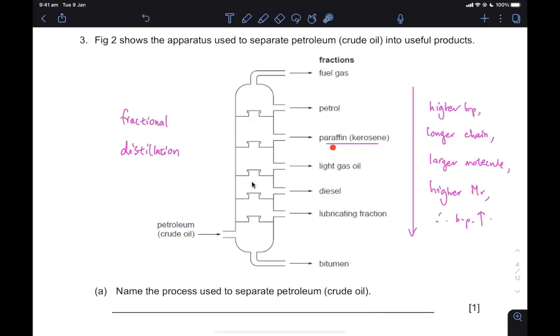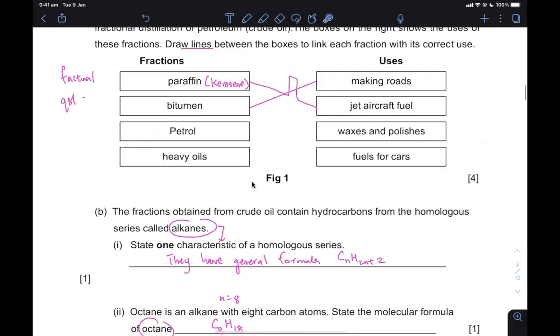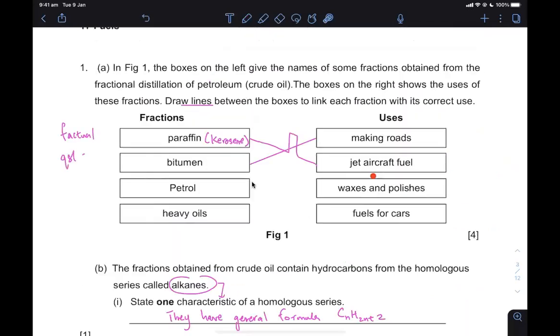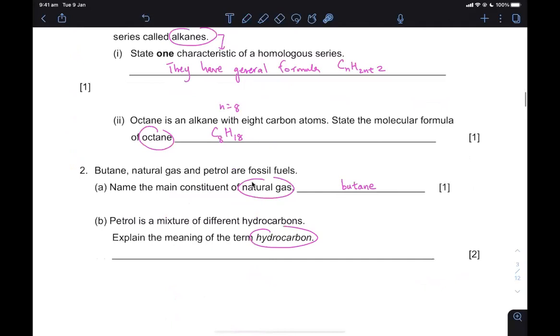So paraffin has a different name called kerosene. I was used to the name kerosene, and kerosene is the one that is used for jet aircraft fuel. Petrol is used as a fuel for cars, and heavy oils are used as waxes and polishers, where they are kind of semi-solid, like candles and stuff. But obviously they melt when you apply heat to them, yeah?